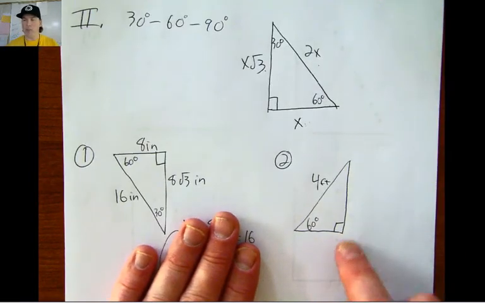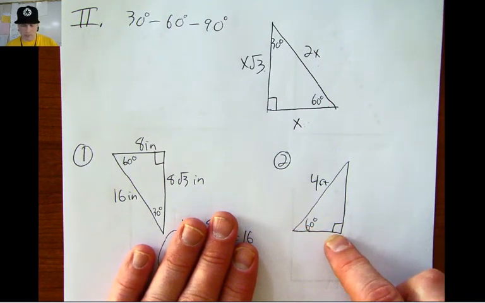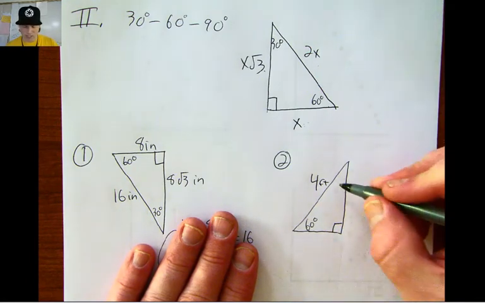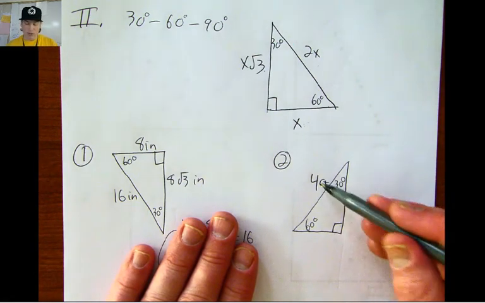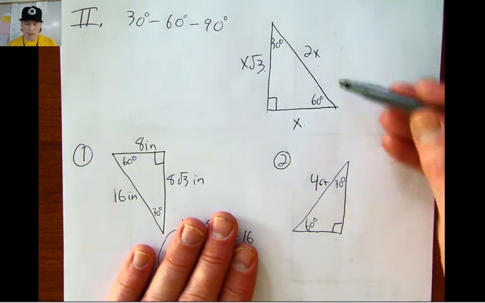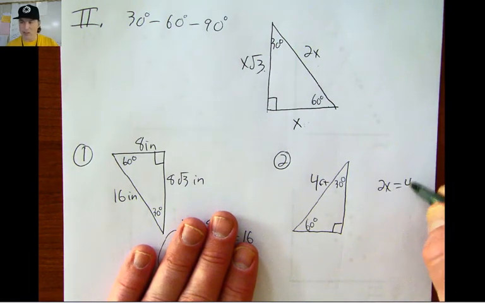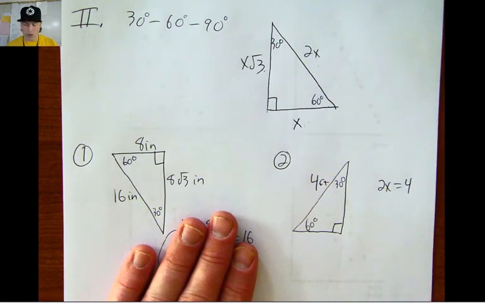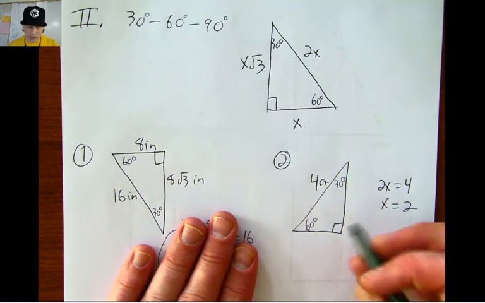Example number 2. In this one, I have 60 degrees here and a right angle mark, so I have 150 degrees so far. Oh, so it's a 30, 60, 90 triangle. And this particular time, they're giving me the hypotenuse, which is the 2x side. So I know that 2x must be equal to 4. Well, if 2x is equal to 4, that means x is equal to 2, which gives me the side opposite the 30 degrees. That one's going to be 2 feet.